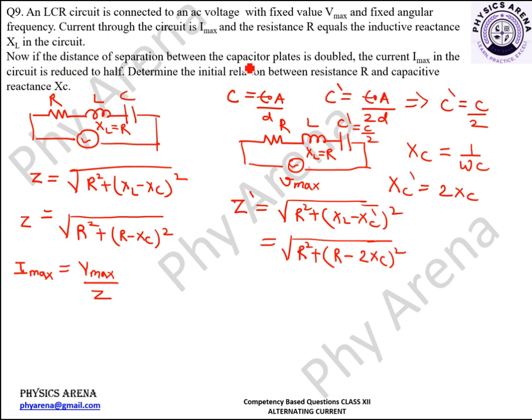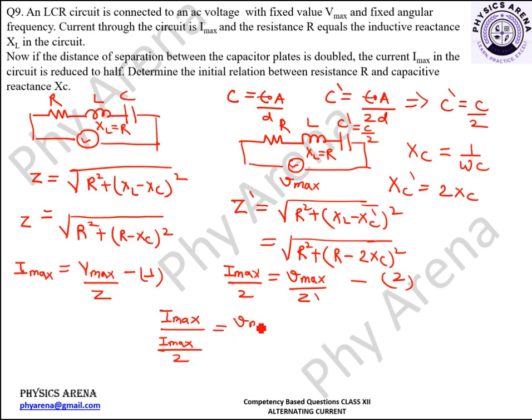It is given in the question that when the capacitor plate separation is doubled, the current Imax in the circuit is reduced to half. So we can write Imax divided by 2 is equal to Vmax divided by Z dash. So this was my equation 1 and this was my equation 2. We can divide these two equations. So Imax divided by Imax upon 2 is equal to Vmax by Z divided by Vmax by Z dash. Imax gets cancelled out and 2 will move in the numerator. So 2 is equal to Z dash upon Z. So this is the relation between the two impedances.